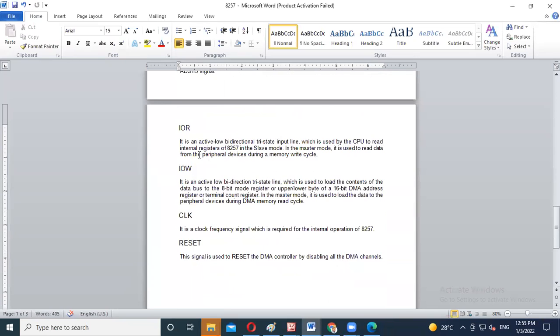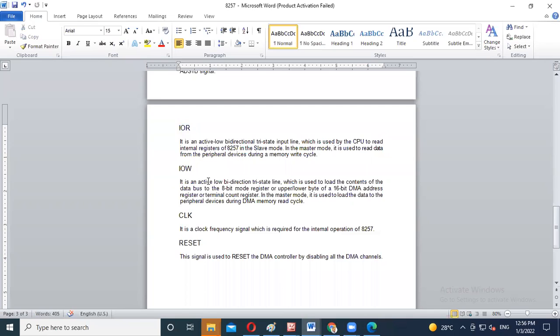So what is the main function of input and output read? It is an active low bidirectional tri-state input line, used by the CPU to read the internal registers of the 8257 in the slave mode. In the master mode, it is used to read data from the peripheral devices during the memory write cycle. It acts as a slave while reading and as a master while writing. That is the main functionality of input and output read.